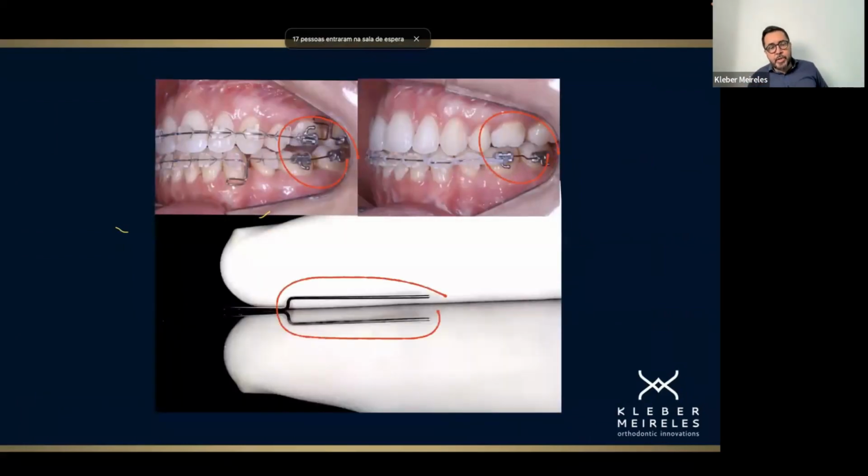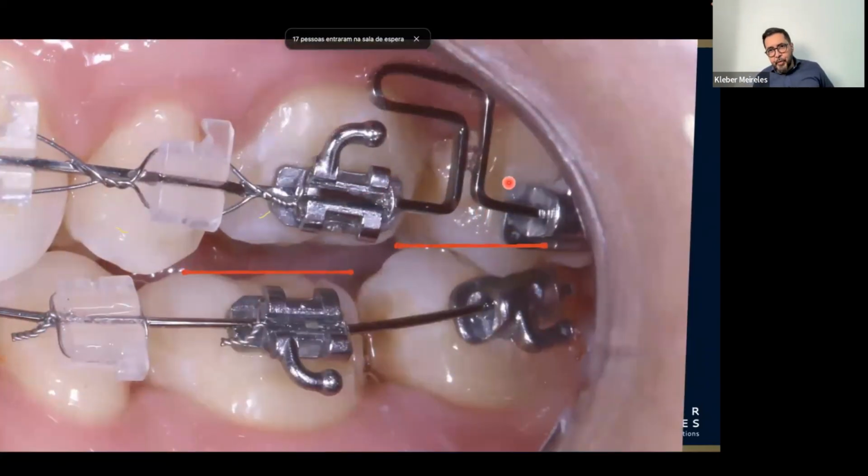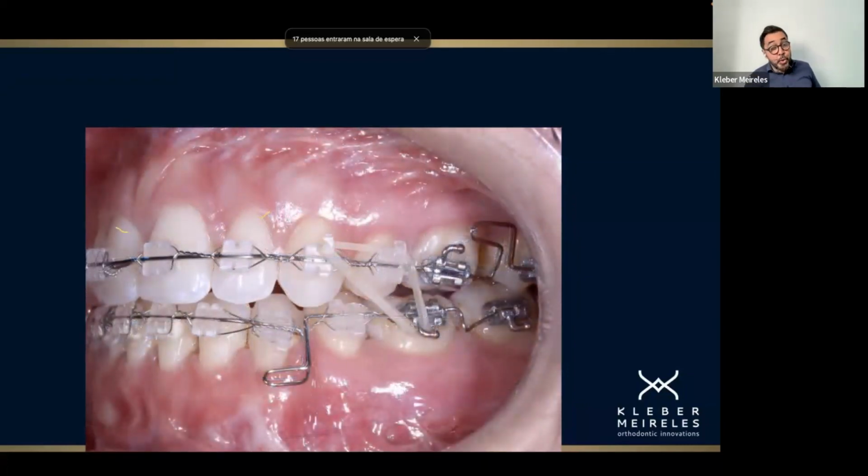Here it is, a clinical situation in which I apply this. Intrusive force being applied by this loop. This is a leveling loop. It's not an auxiliary loop. This is a loop being made in the main arch wire. And in the tip of this loop, I'm applying the torque. So I'm having the intrusion.